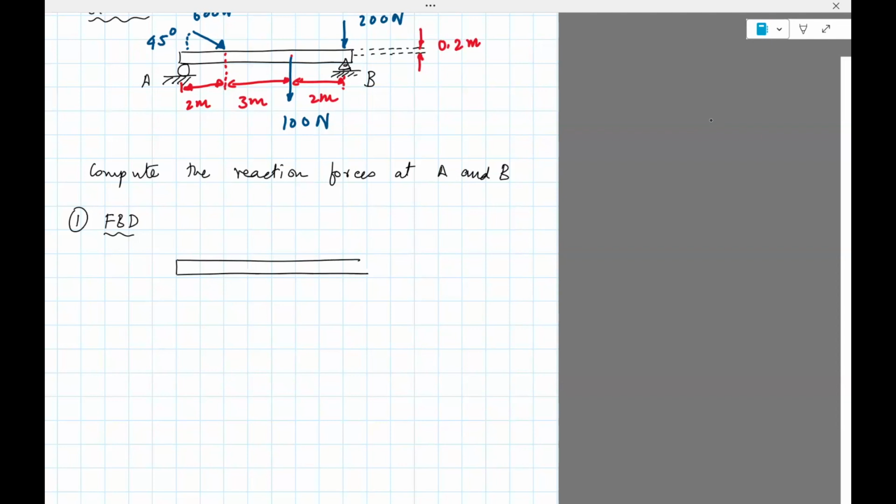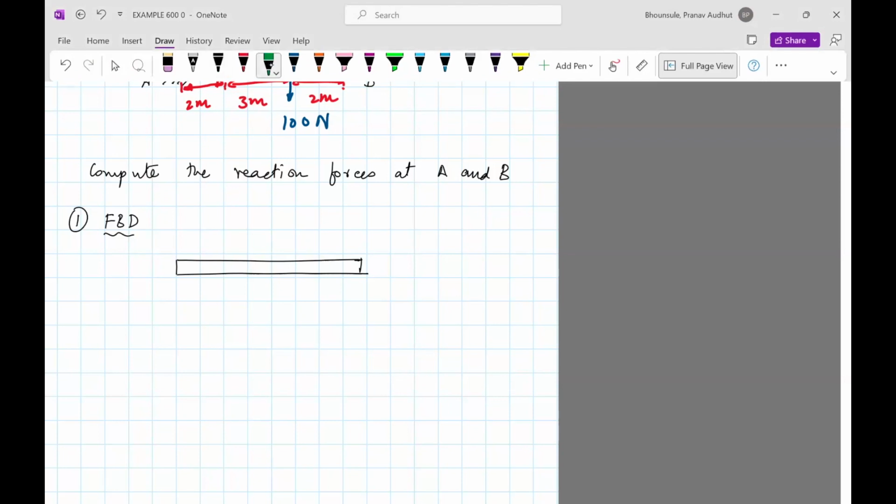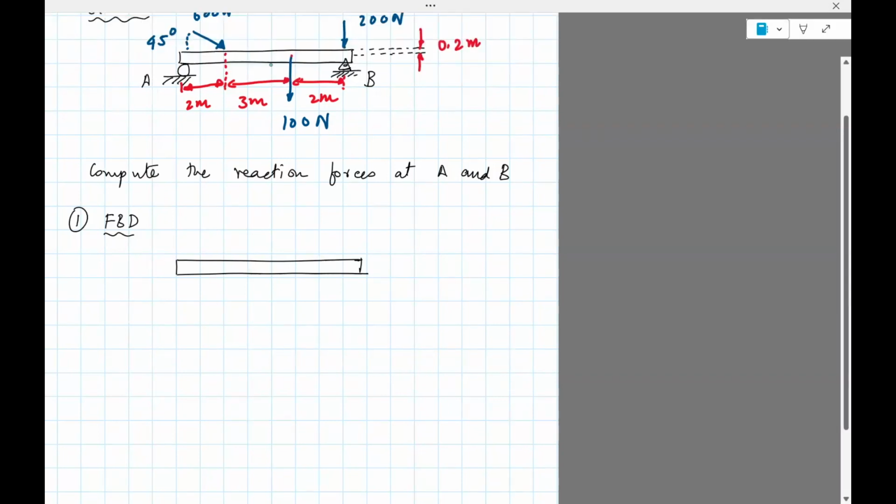So isolate the beam from the supports, replace the effect of the supports with reaction forces. On the left side is a roller, so that will only induce a vertical reaction force. On the right side is a bearing that will induce two forces. One would be in the vertical direction, let's call that VB. Another one, the horizontal direction.